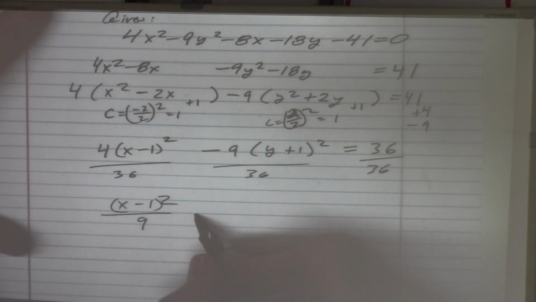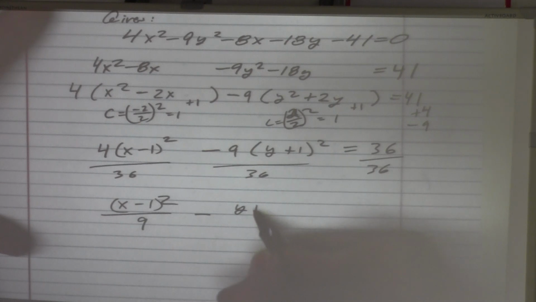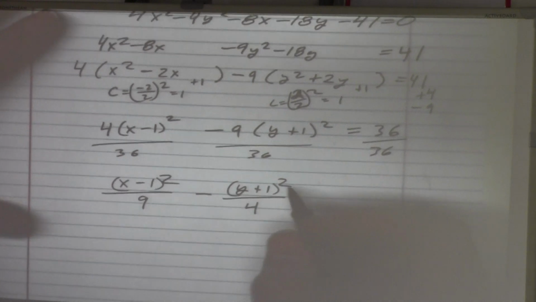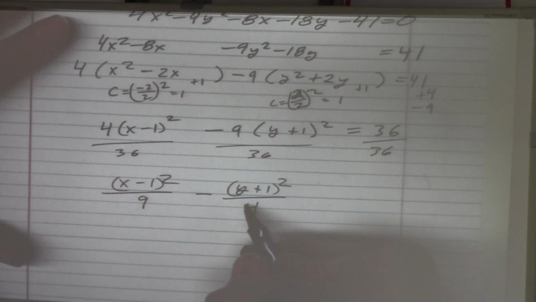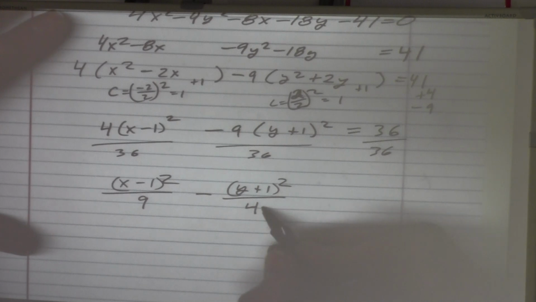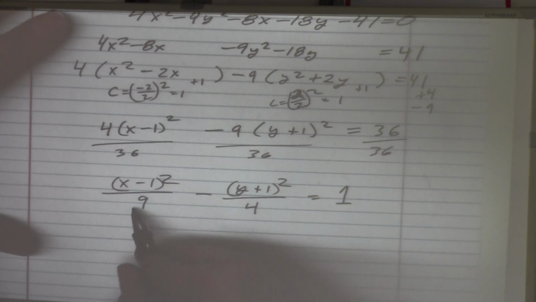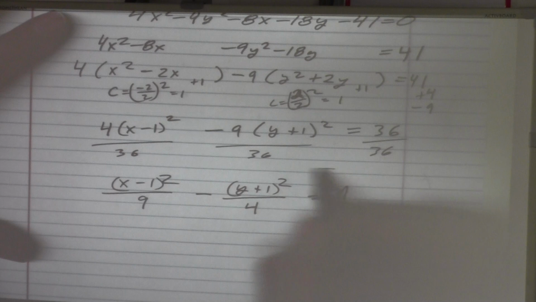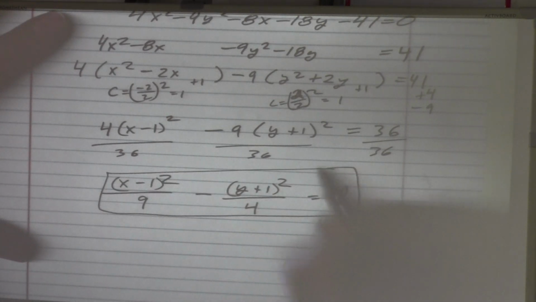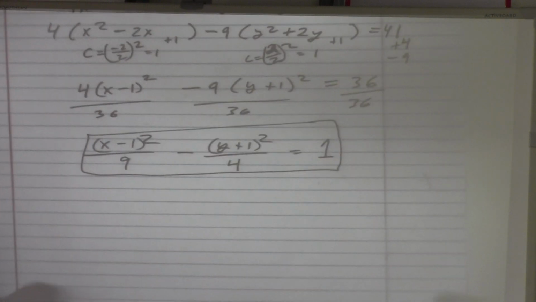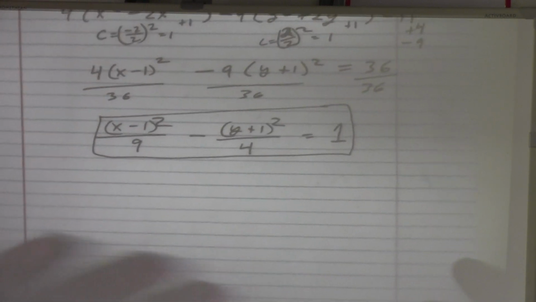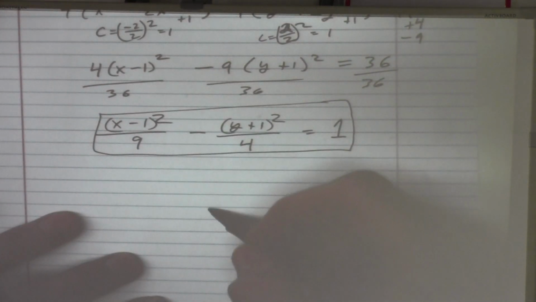This is x minus 1 squared over 9, minus y plus 1 squared over 4, because 9 goes into 36 4 times. So our a is 3 and our b is 2 in this case, equals 1. 3 squared and 2 squared. And there is our equation. Now, if we were to graph it, which is a separate thing, it is something you're going to have to do on the test.